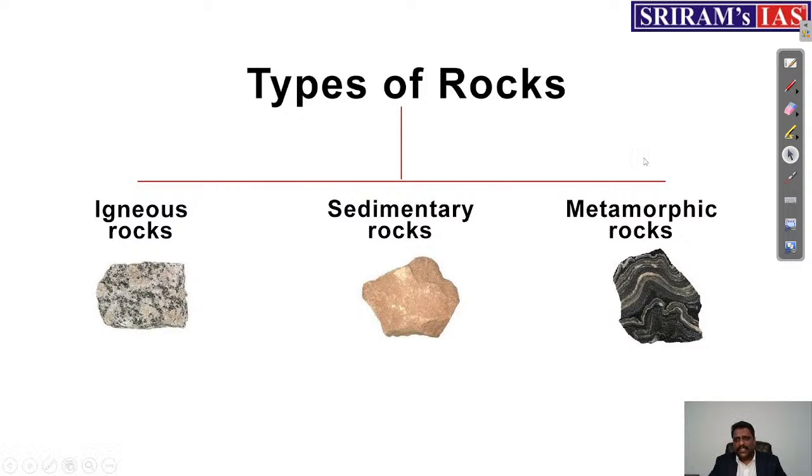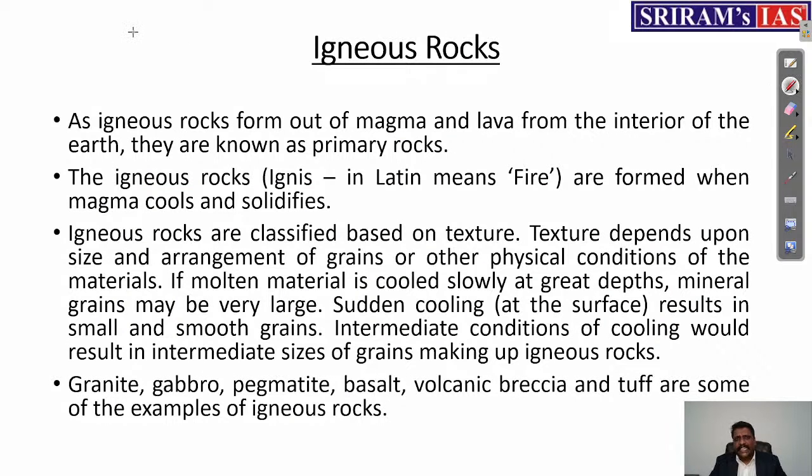Right. Now having a very general look at igneous rock. See, an igneous rock forms out of magma and lava. Magma and lava both are the same. Till it reaches the surface, you call them magma. Once it reaches the surface, you call them what? Lava. Molten rock material. Okay.